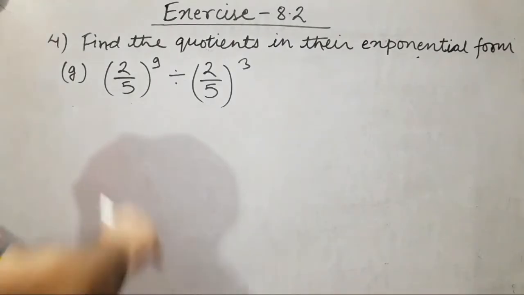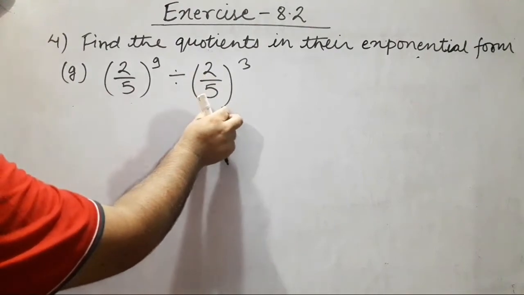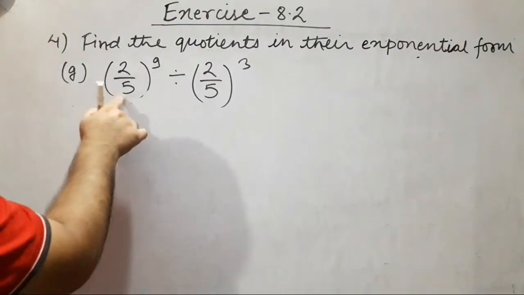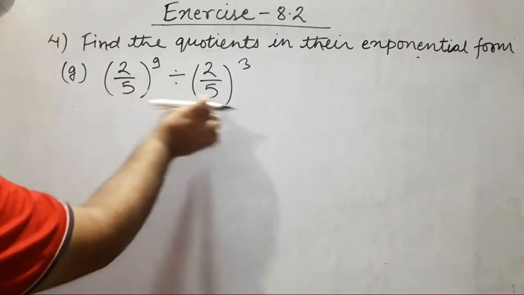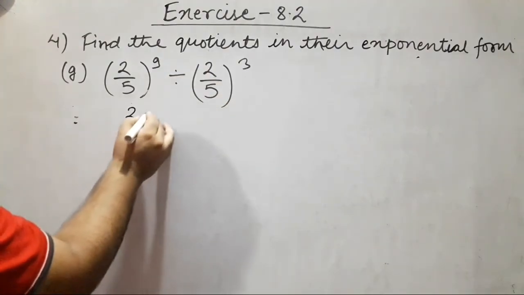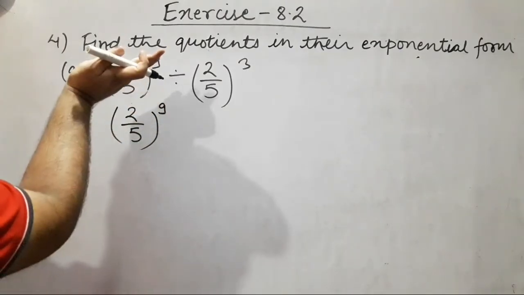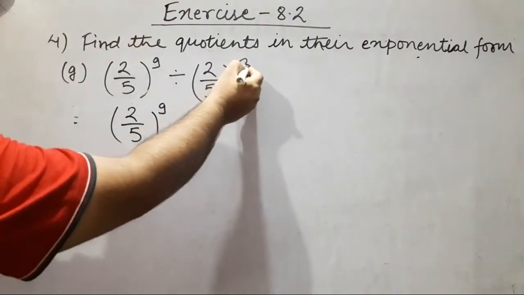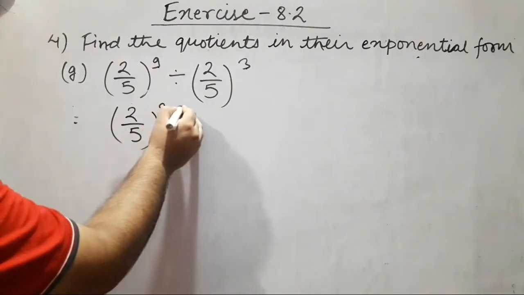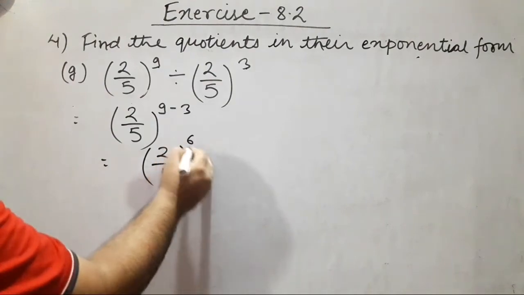The next question, 2 by 5 bracket power 9 divided by 2 by 5 bracket power 3. Now bracket 2 by 5 is considered as base, same base, and when same bases are divided, then the powers are subtracted. So we can write it as 2 by 5 power 9. Since 2 by 5 power 9 is in the numerator, 3 will be subtracted from 9. So 2 by 5 bracket 9 minus 3, 2 by 5 bracket power 6, answer.